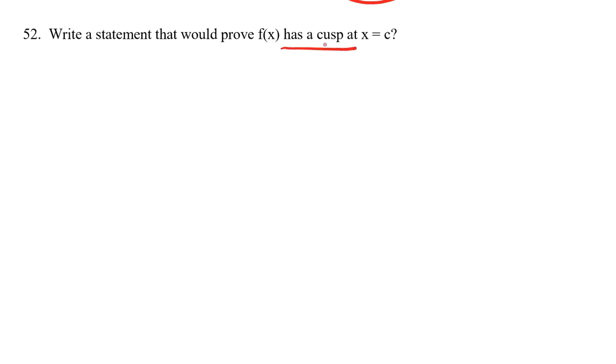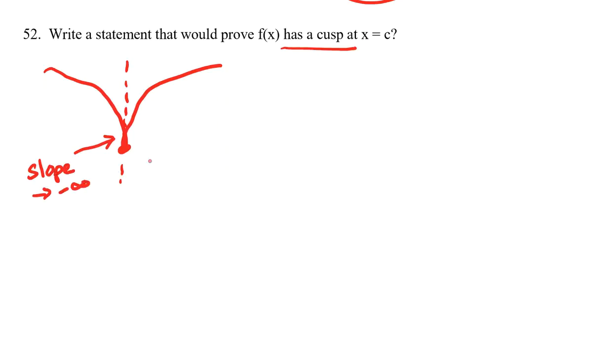How do we prove a cusp? What's the definition of a cusp? Well, let's draw a seagull here. And the idea of a cusp is at this c value, notice that the slopes have to go to negative infinity on one side, and the slopes have to go to positive infinity on the other side, or vice versa. You could have the seagull flying upside down.